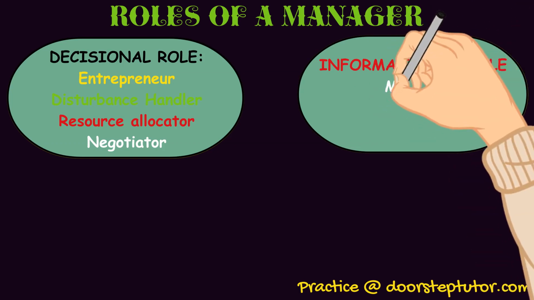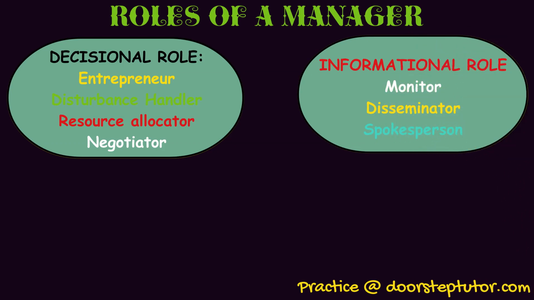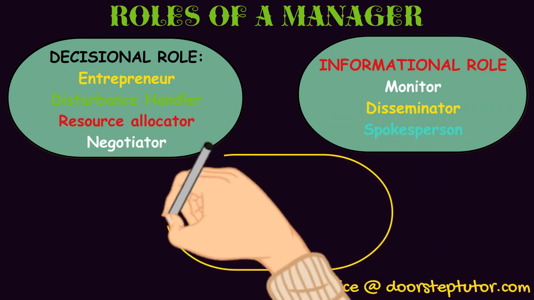Then informational role. Informational role is basically concerned with informing the employees or the public regarding what all my organization's plans are, or what it is planning to do in the future, right? Under this comes monitoring everything, looking at everything in detail, then disseminating the things also. Then he is also acting as a spokesperson for the organization. He will be giving the press releases or the information to the general public, right?